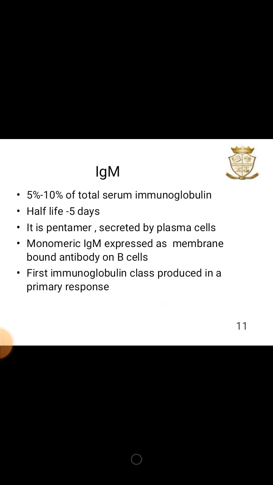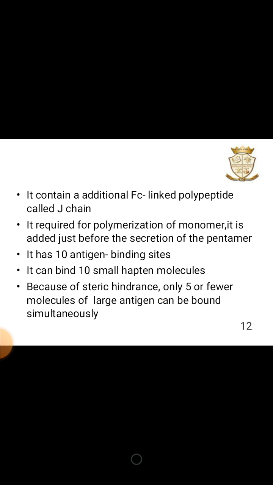IgM constitutes 5% to 10% of total serum immunoglobulin. Its half-life is 5 days. It is a pentamer secreted by plasma cells. Monomeric IgM is expressed as membrane-bound antibody on B cells. It is the first immunoglobulin class produced in a primary response. It contains an additional Fc-linked polypeptide called J chain. It is required for the polymerization of monomers, and it is added just before the secretion of the pentamer.